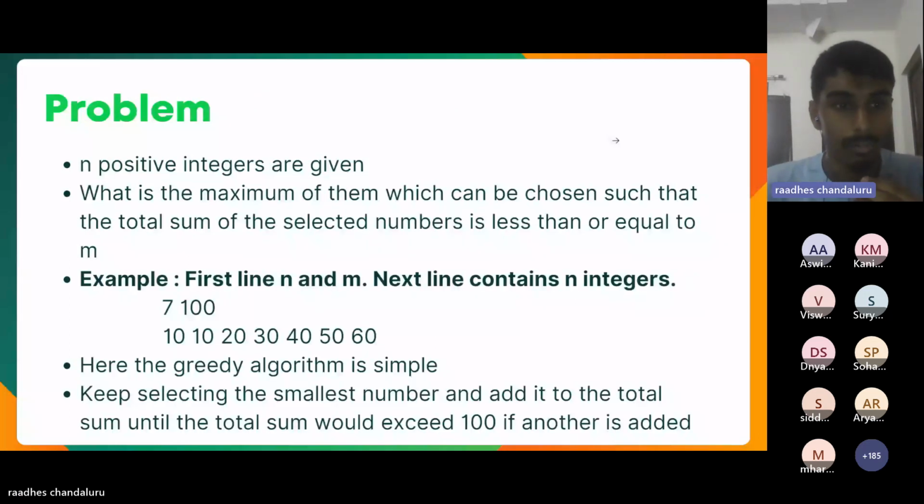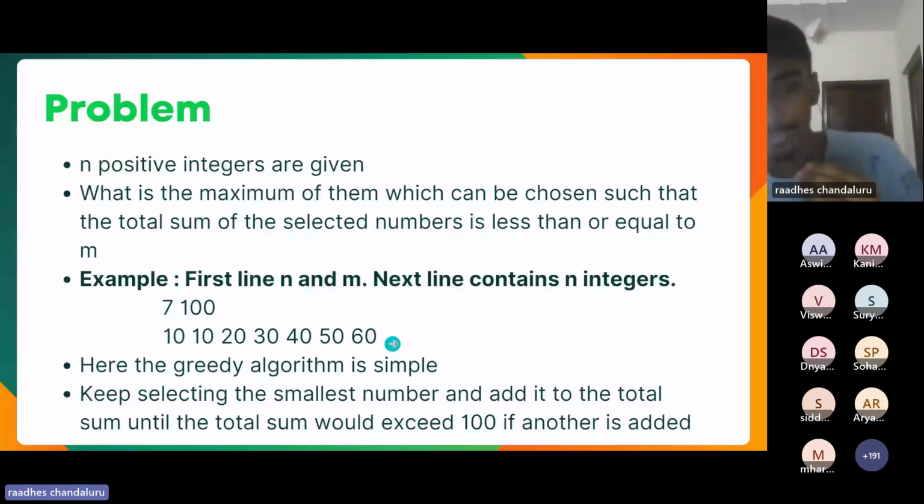So this is the problem. There will be n integers given, and we have to find how many of these numbers can be chosen at max such that the sum of the selected numbers is less than or equal to a given integer m. The test case would be like this: the first line contains an integer n, and then an integer m, and the next line contains n integers. Note that the integers don't have to be sorted, although here I have given them sorted.